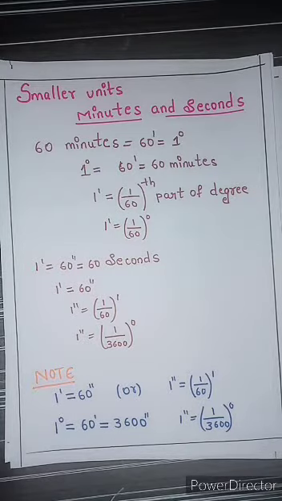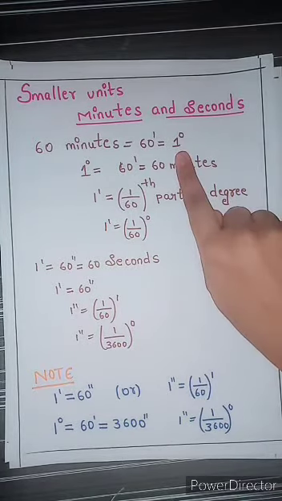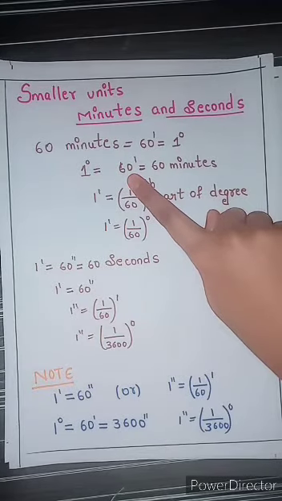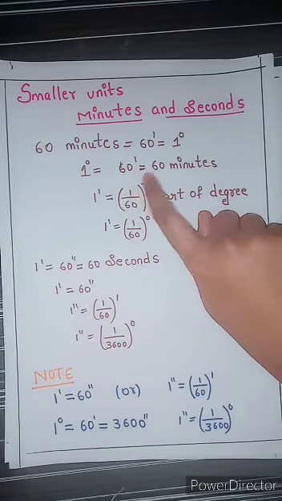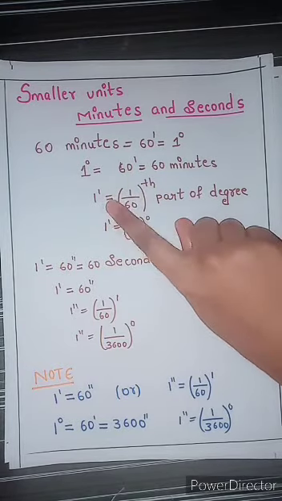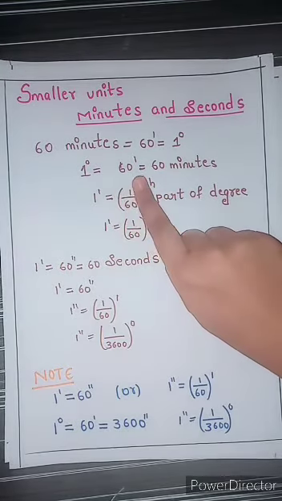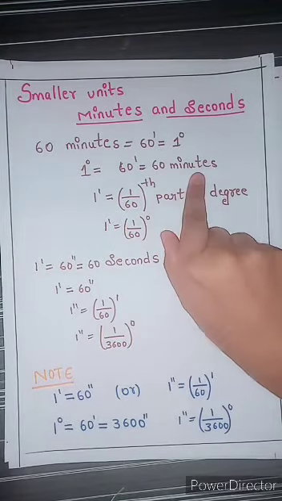And now let's discuss some smaller units called minutes and seconds. So here 60 minutes is equal to 1 degree. Now recall once again that one rotation is equal to 360 degrees, and one rotation is divided into 360 equal parts and each part of it will be 1 degree. Now that small part 1 degree is to be divided further into 60 small parts, and each part of it will be 1 minute. Okay, now 1 degree is equal to 60 minutes.